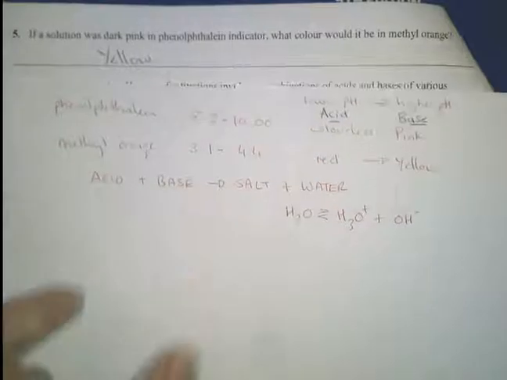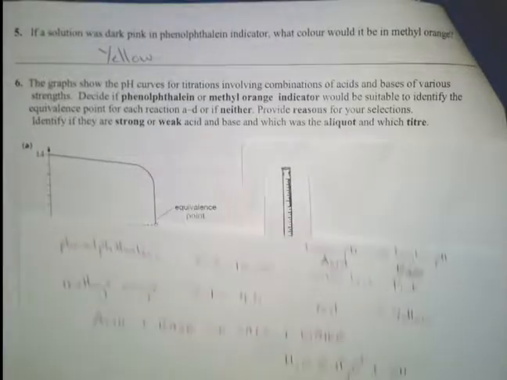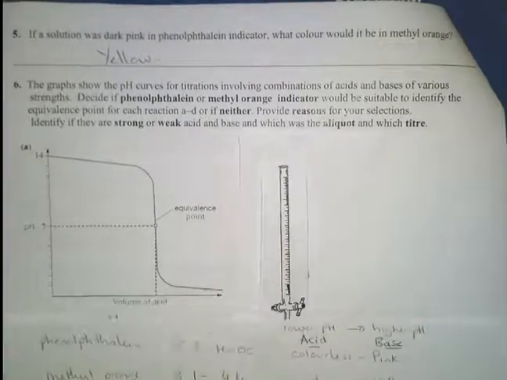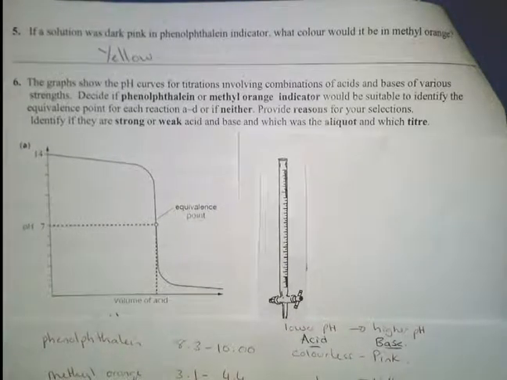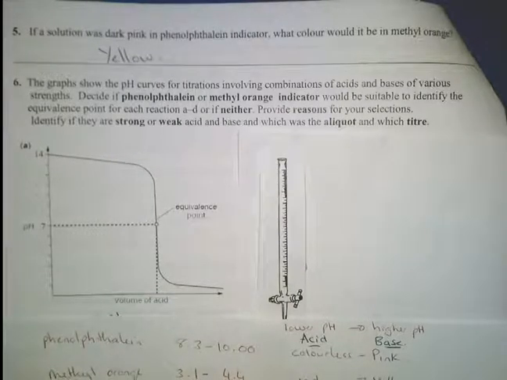Okay, this is so clunky. The graphs that we're looking at, which are a classic kind of multiple choice question, show the pH curves for titration involving combinations of acids and bases of various strengths. So decide if phenolphthalein or methyl orange indicator would be suitable to identify the equivalence point for each reaction, A to D, or if neither. Provide reasons. Identify either strong or weak acid or base, and which was the aliquot and which was the titre.